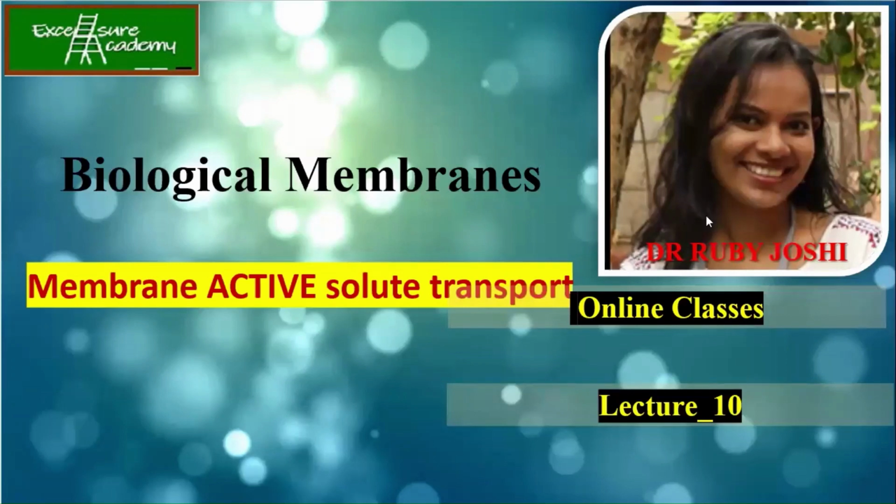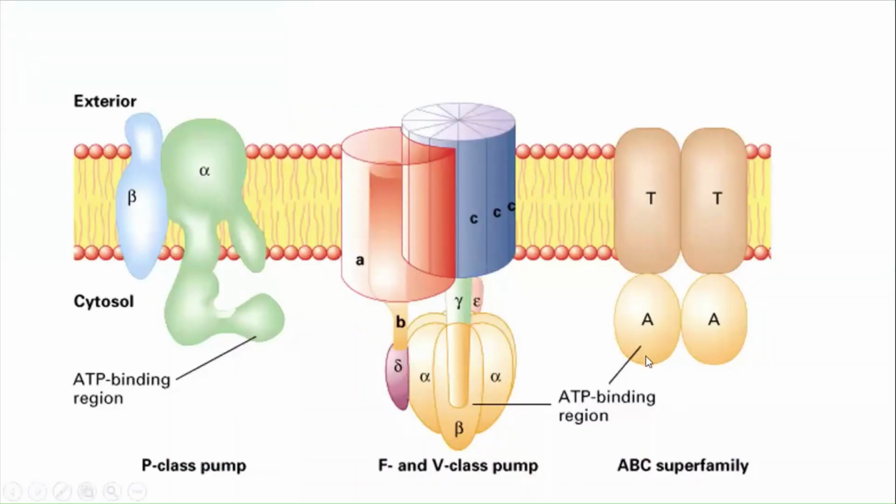Okay, so welcome back to active solute transport. Till now we discussed the P class pump, right? In this lecture we'll talk about the F and V class. As you remember, we talked about the alpha and beta structure of the P class pumps, alpha 2, beta 2, correct? Now let's talk about the F and V class pumps, and later we'll talk about the ABC superfamily.